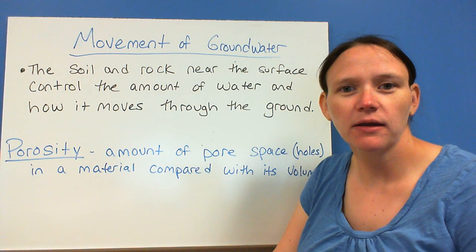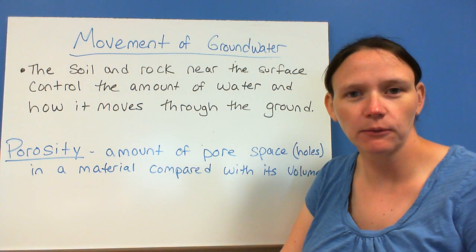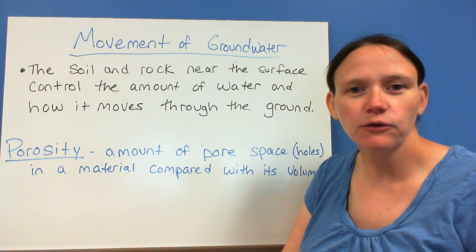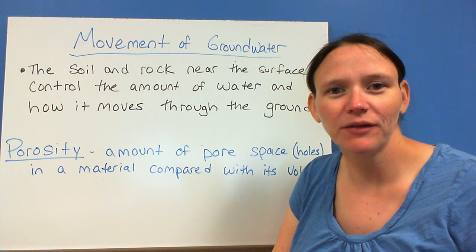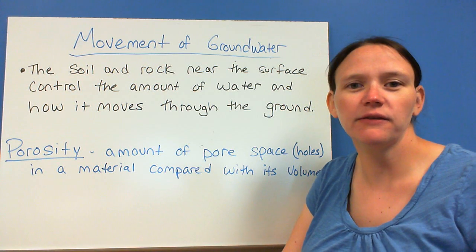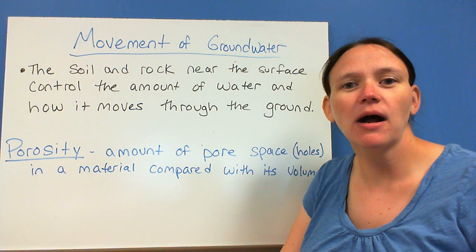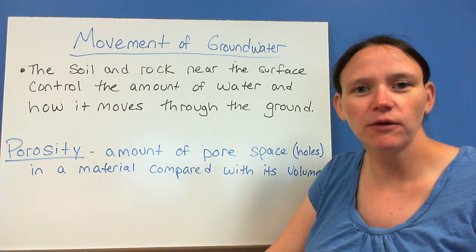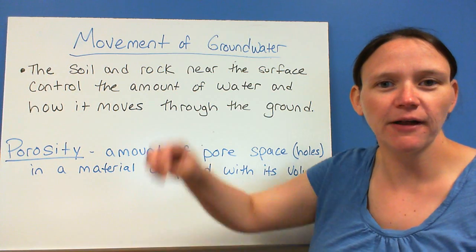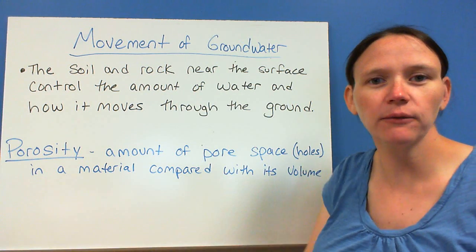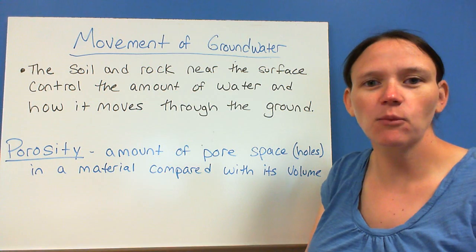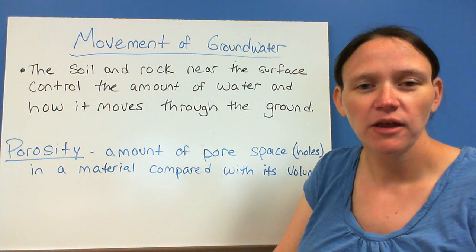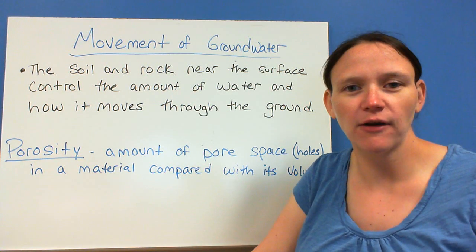Today we're going to be talking about the movement of groundwater. And two things that really come into play when we look at the movement of groundwater are what the soil and the rocks are like near the surface. Those are going to determine how the water can pass down from the surface through the ground, but it also can affect how water can move and travel upward through the ground, like we'll talk about later on.